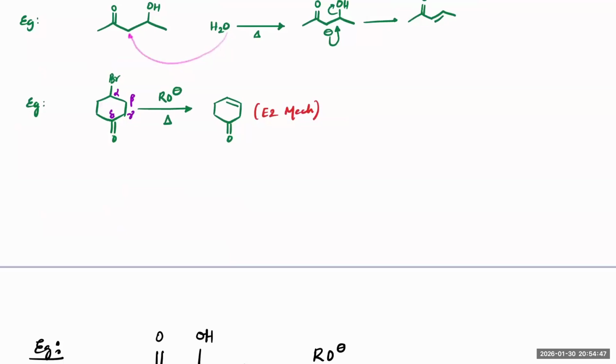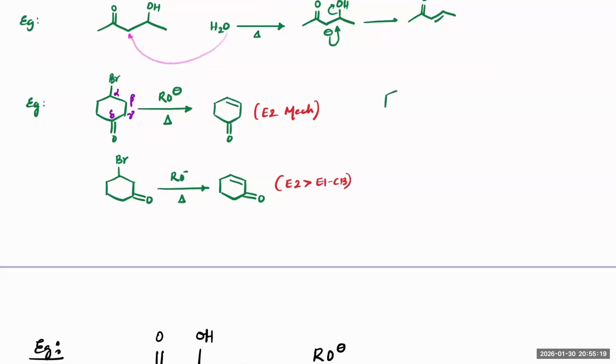While on the other hand, suppose I have Br here and double bond O here, and then I treat this with RO minus and heat. Now here we will not get 100% E1-CB, the reason being bromine is a good leaving group. Because bromine is a good leaving group, you will get sufficiently E2 also and E1-CB also. And I would say E2 is still dominant over E1-CB in this case.